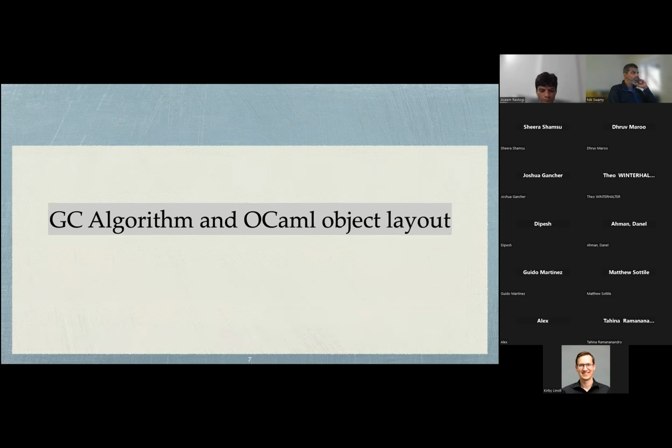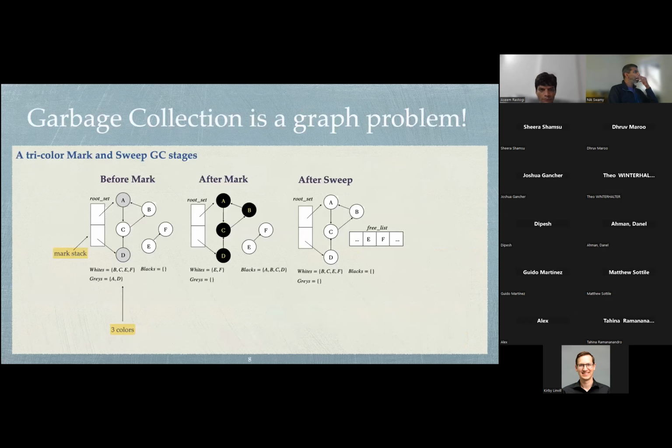Now we need to get some understanding about the mark and sweep GC algorithm and OCaml object layout. This is the tricolor mark and sweep GC stages. Actually, if we think about it, garbage collection is intuitively a graph search problem.